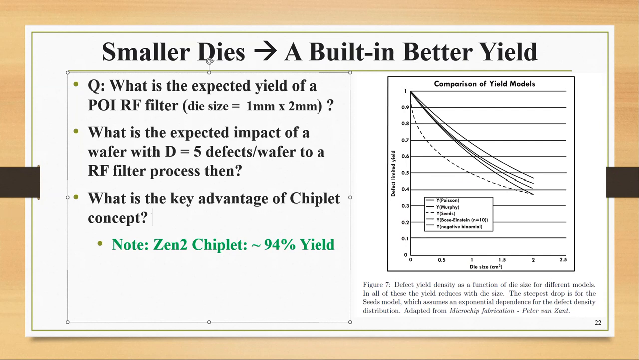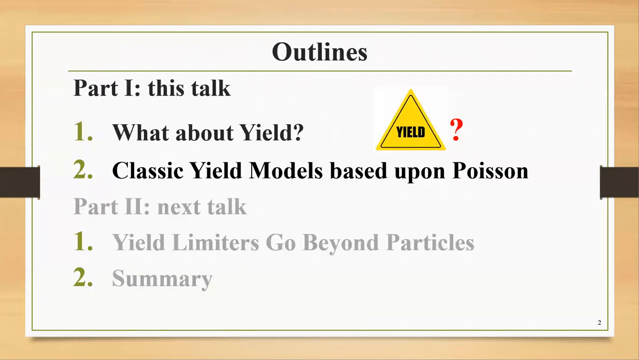So in this talk, I have provided you some interesting facts about yield that we encounter every day in the silicon world, with some nice icebreakers. Then I gave you the classic yield models based on Poisson, and used the public TSMC data to predict the yield as a function of die size. In the next talk, I'll talk about yield limiters that go beyond particles. Particles are just one of the yield killers. There are many, many more coming up, and we need to discuss that. I will provide that analysis in the next talk.